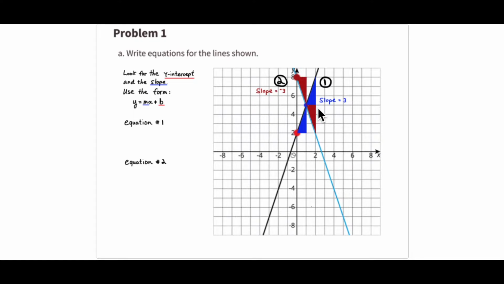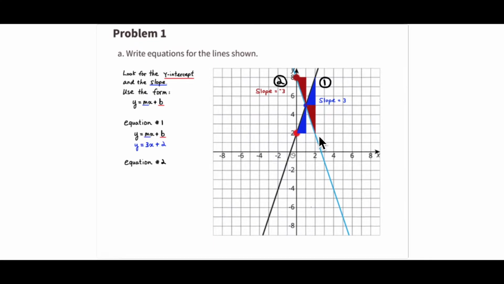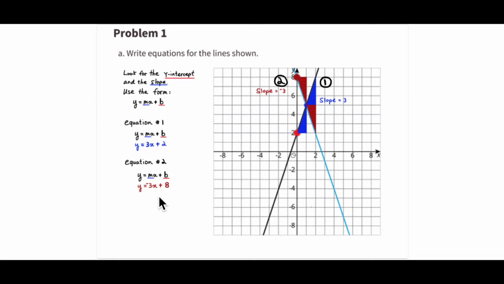Over 1 unit, so positive 1 for negative 3, positive 1 for positive 3. And so using this form of the equation, y equals mx plus b, m is the slope. We know the slope is 3, and the y-intercept is 2 for equation number 1. For equation number 2, we know that the slope is negative 3, and the y-intercept is 8. So these are the two equations and the two graphs.